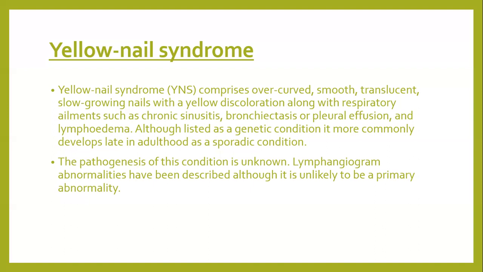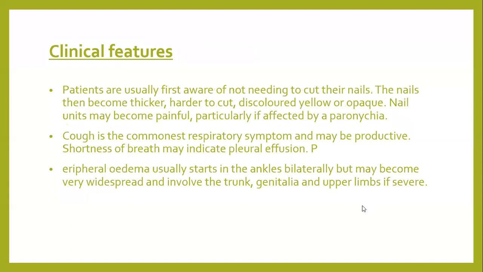The pathogenesis of this condition is unknown, and lymphangiogram abnormalities have been described, although it is unlikely to be a primary abnormality. Clinical features. Patients are usually first aware of not needing to cut their nails. So nail changes are the first to manifest. Nails become thicker, harder, discolored, and the nail unit may become painful, particularly if affected by paronychia. As far as the respiratory symptoms are concerned, cough is the commonest respiratory symptom and it is productive. Then shortness of breath indicates pleural effusion. Peripheral edema usually starts at the ankles bilaterally, but becomes more widespread, involving the trunk, genitals, and upper limb if severe.